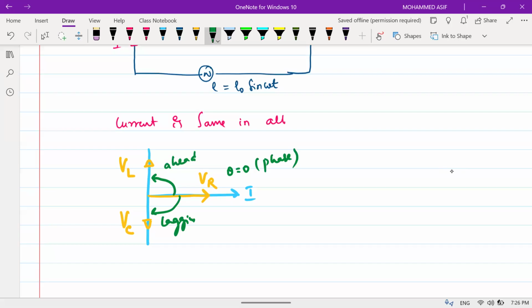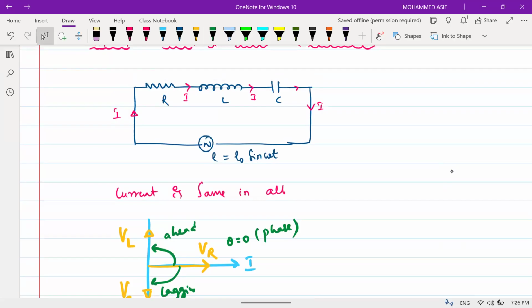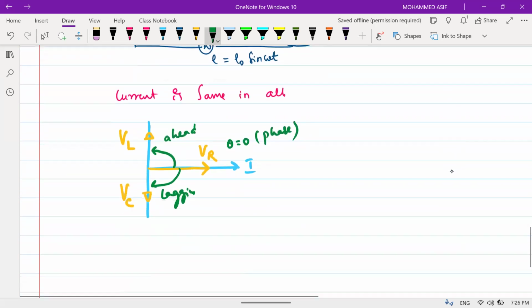What I am trying to say is, whenever the current is passing through the resistor, the potential across it is VR. This is the potential across the inductor, and this is the potential across the capacitor. For the resistor, current and potential are in the same direction, and the angle between them is 0. For the inductor, the angle between current and potential is 90 degrees ahead. For the capacitor, the potential is lagging by 90 degrees. Am I clear?